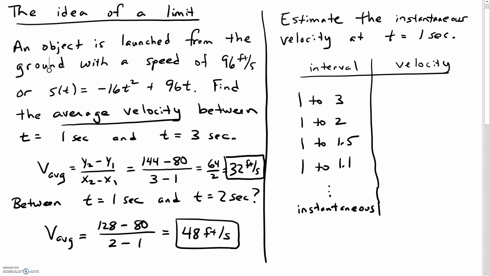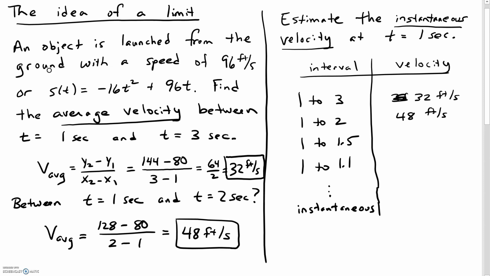Well, the idea of a limit is to see what value we would get in the future at some other place. It would help us estimate the instantaneous velocity. So we have different intervals here, and if we wanted to make the intervals smaller, we can find the velocity at a certain point. Well, we've already found that the velocity from 1 second to 3 seconds is 32 feet per second. And from 1 second to 2 seconds, it increased to 48 feet per second.